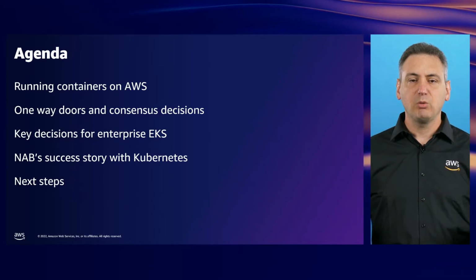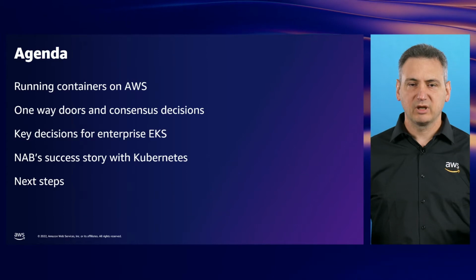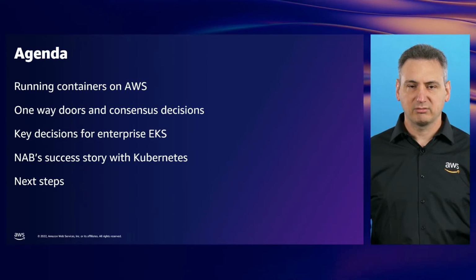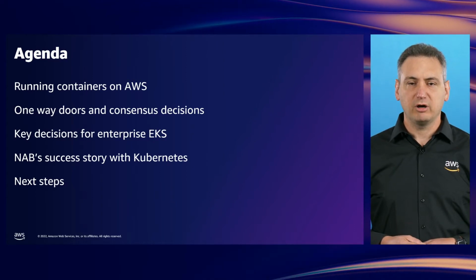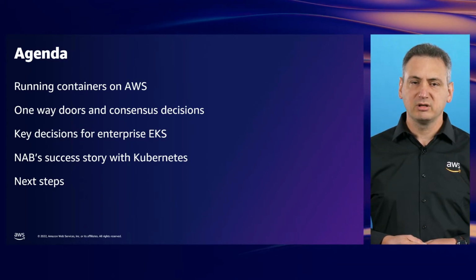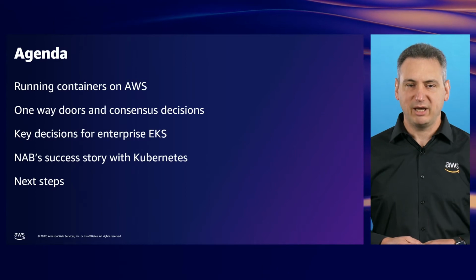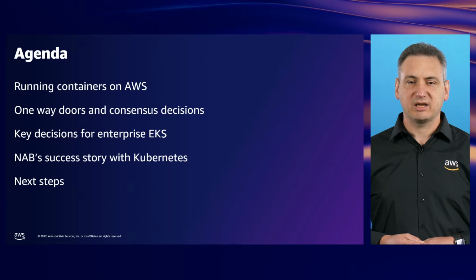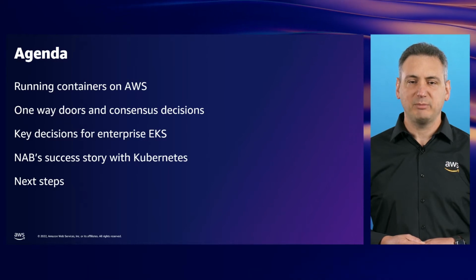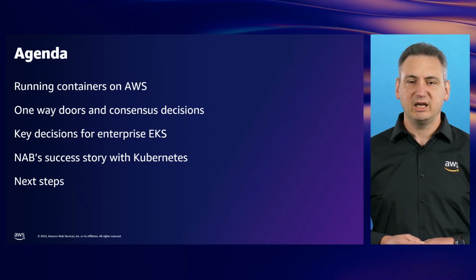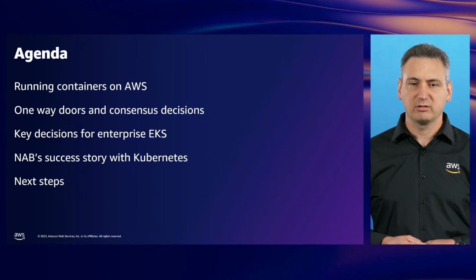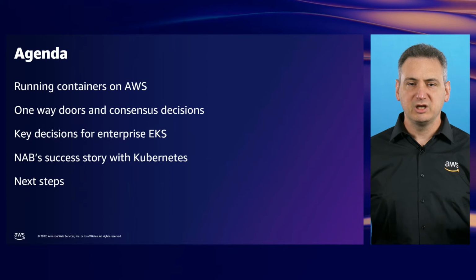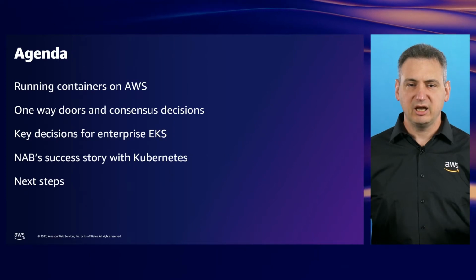So, what will this session look like? I'll start with a brief overview of containers on AWS. I'll then cover the topic of one-way door decisions, the decisions we care most about. Next, we'll dive into the key decisions that you will be required to make when designing and building EKS for your enterprise. From the number of clusters to create, through storage, networking, security, and orchestration.